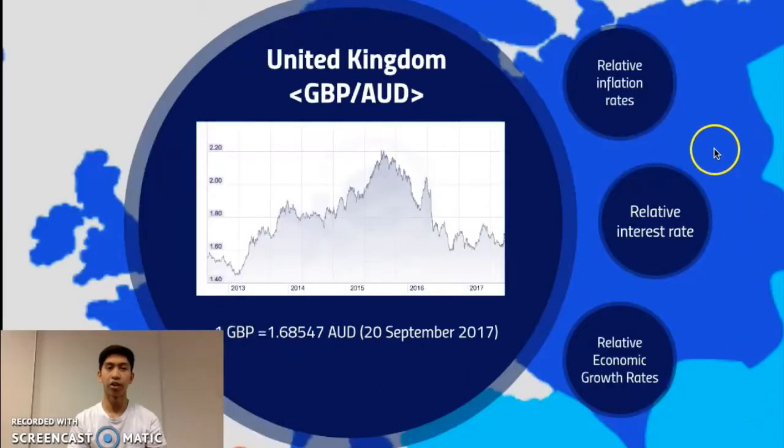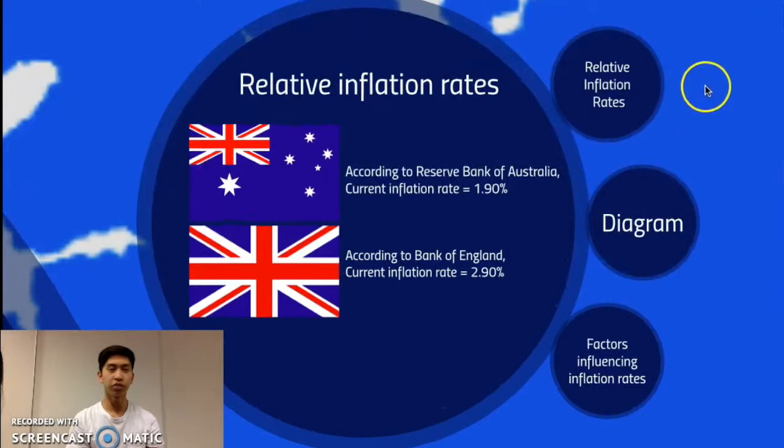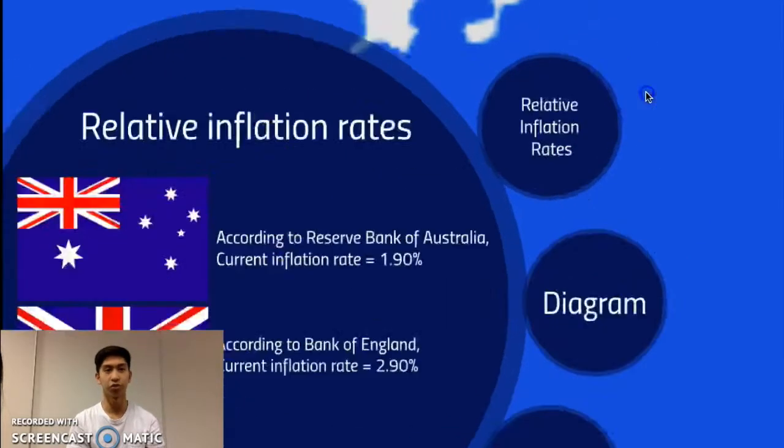The currency pair we will analyse is the Great Britain pound against the Australian dollar. As of the 20th of September 2017, £1 sterling is equal to 1.684 Australian dollars. As of August 2017, England's current inflation rate stood at 2.9%, which is well above the government's 2% target. Whereas Australia's inflation rate is currently standing at 1.9%, which is under the Reserve Bank of Australia's target.